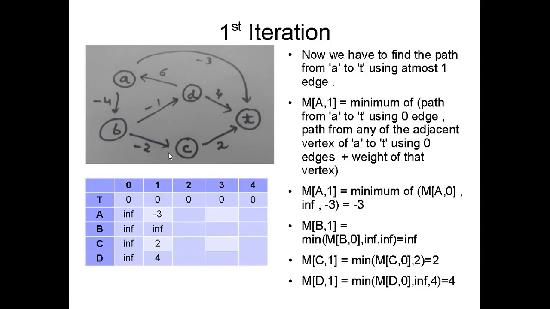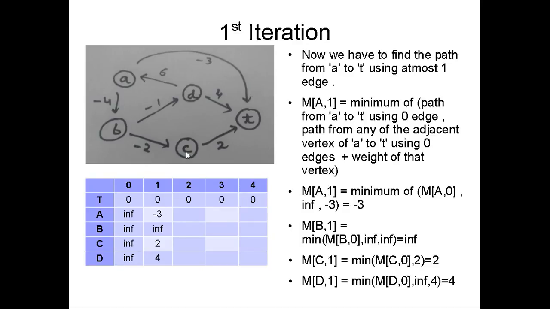Now from B to C we can go with a path length of minus 2, and from C to T using 0 edges the path length is infinity. So the total becomes infinity. So we'll update this infinity over here, and M of B, 1 becomes the minimum of infinity, infinity, which equals infinity. Similarly, we can calculate M of C, 1. We know that M of C, 0 equals infinity, as stated earlier.